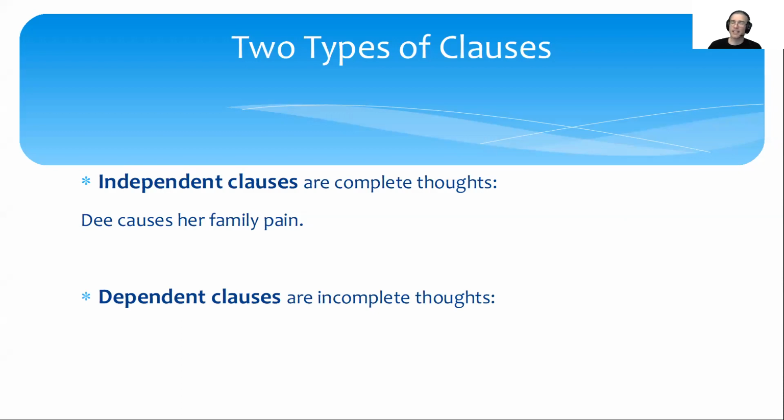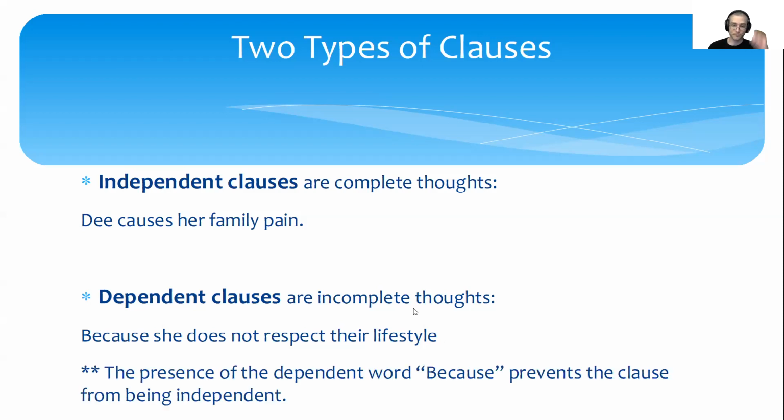A dependent clause is an incomplete thought. Because she does not respect their lifestyle. What happens because she doesn't respect their lifestyle? It's not a complete thought. If I had said, because she does not respect their lifestyle, comma, Dee causes her family pain, or Dee causes her family pain because she does not respect their lifestyle, then suddenly I have a combination of an independent clause and a dependent clause. But the dependent clause alone can't stand. It doesn't make sense. It's not a complete thought. Thus, it's not a complete sentence.